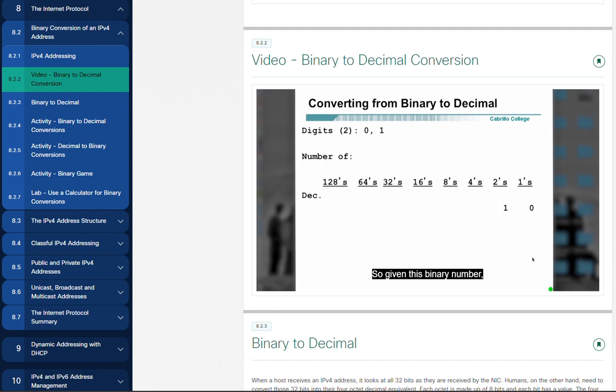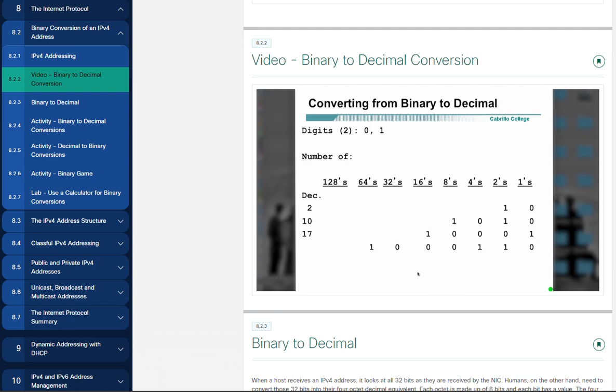So given this binary number, what would be the decimal equivalent? You're right. All we have to do is add up. Wherever we have a 1, add up that column. We have 1 two, 0 ones. That gives us 2. What would this be? You're right. 1 eight plus 1 two, that's 10. How about this? We have 1 in the 16s, 1 in the 1s. What's that give us? You're right. 16 plus 1, 17.